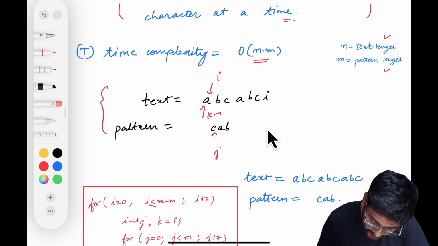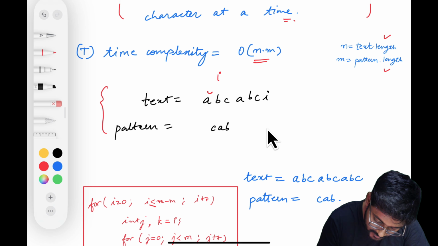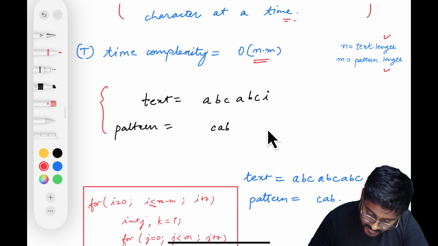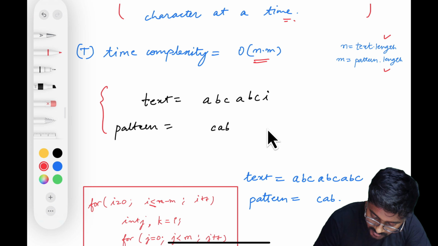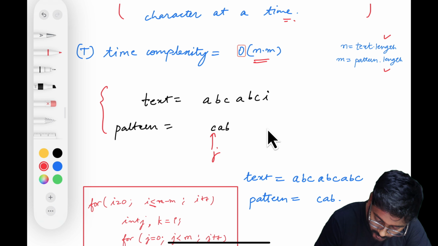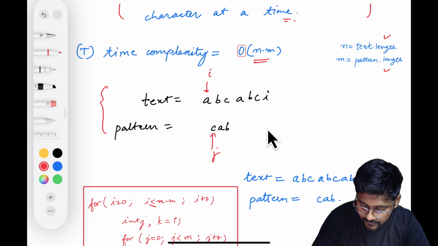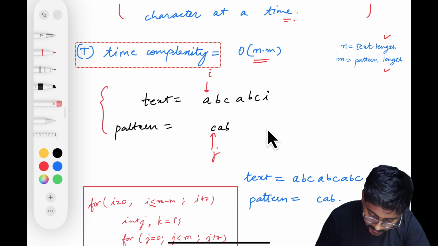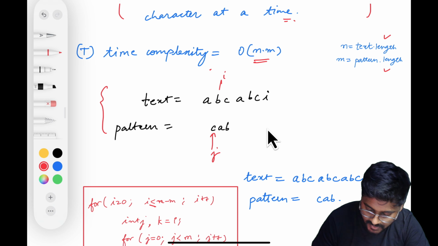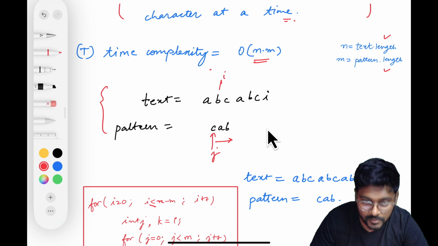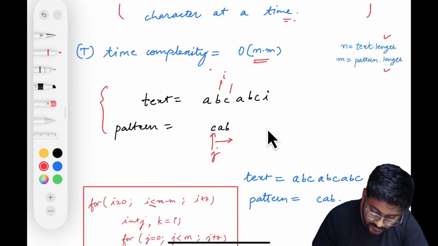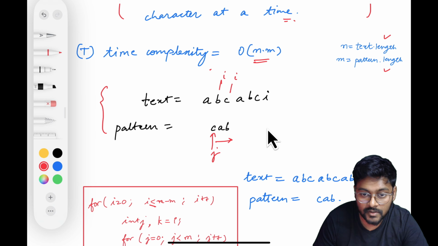Let me clear these pointers. In this case the text is ABCABC and the pattern is CAB. What we do in this algorithm is we have one pointer for the pattern and one pointer for our text, and we check whether these two characters are matching or not. If they are not matching, just increment our I pointer and start our J pointer from 0, and then try to match the whole pattern, whether that pattern is starting from this index or not. Or in the next iteration, we see whether the pattern is starting from this index or not.